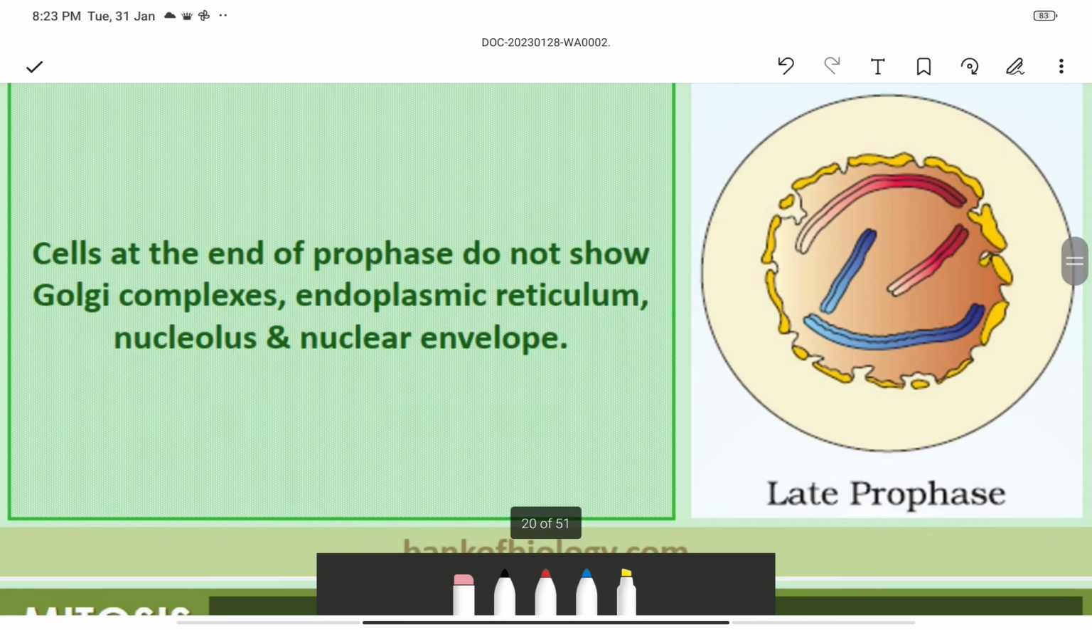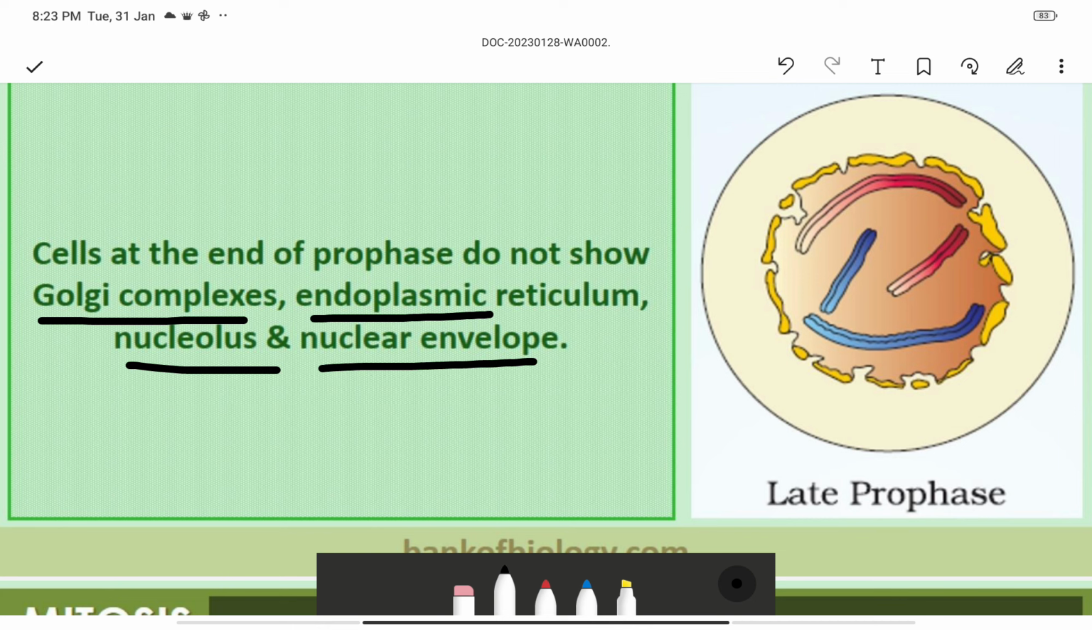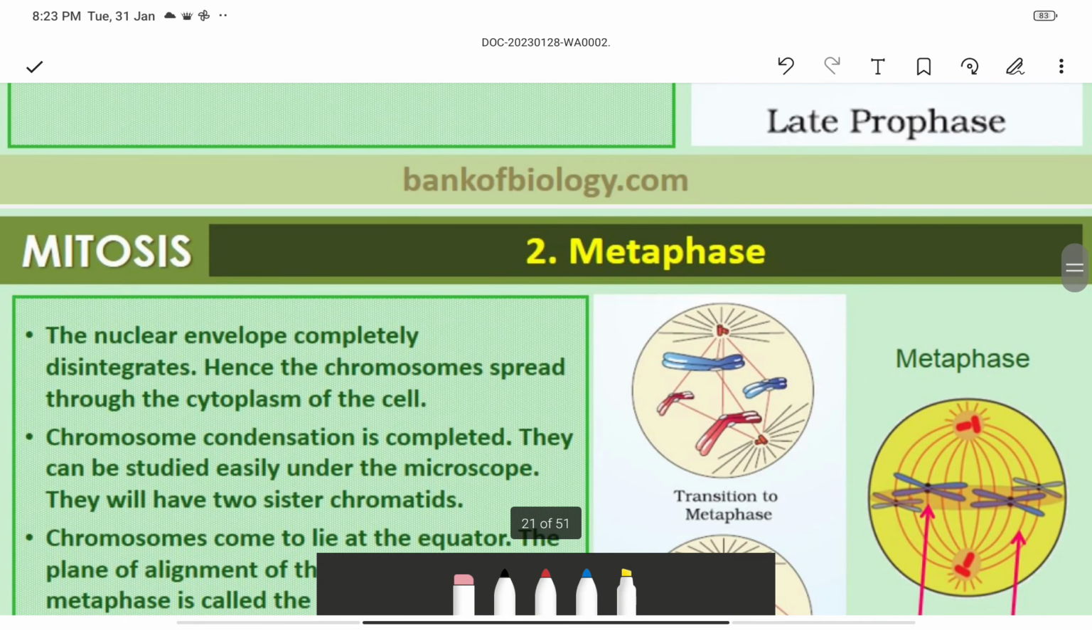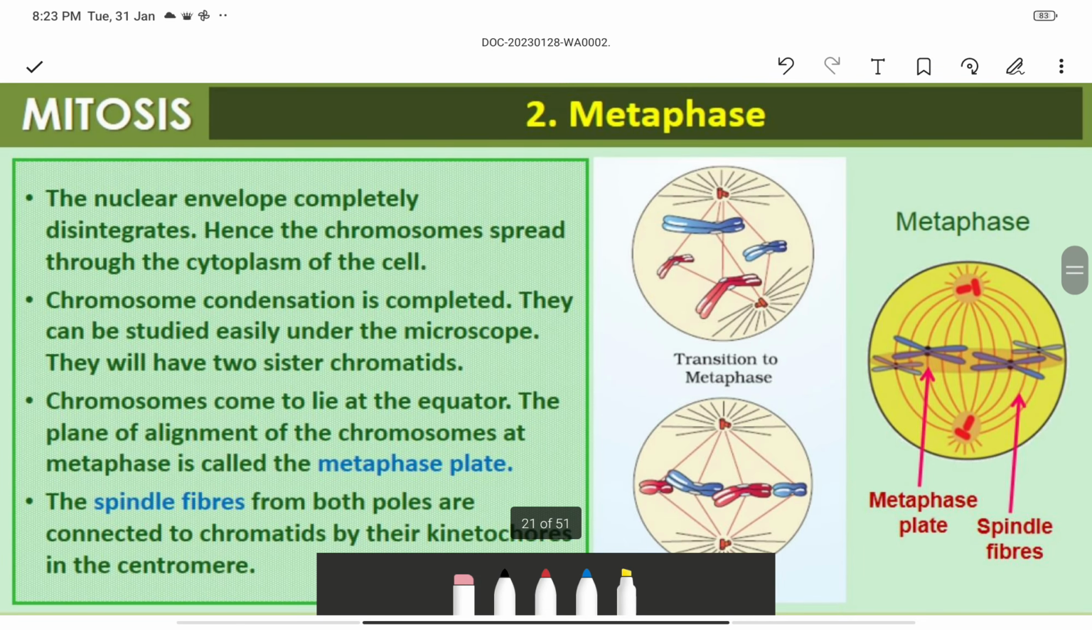And the cell at the end of prophase does not show the Golgi complex. This is very important: it does not show the Golgi complex, endoplasmic reticulum, nucleolus and nuclear envelope. See here, the nuclear envelope is gradually disappearing. This is the main character of prophase. And now the cell enters the next phase, the metaphase.